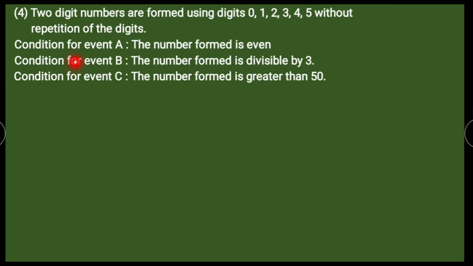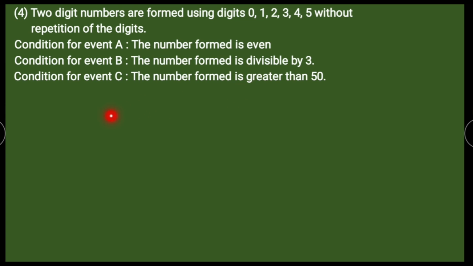Now see sub question 4. Two digit numbers are formed using digits 0, 1, 2, 3, 4, 5 without repetition of the digits. We have to form two digit numbers with the help of these 6 digits 0, 1, 2, 3, 4, 5 without repeating the digits. Condition for event A is the number formed is even. Condition for event B is the number formed is divisible by 3. Condition for event C is the number formed is greater than 50.